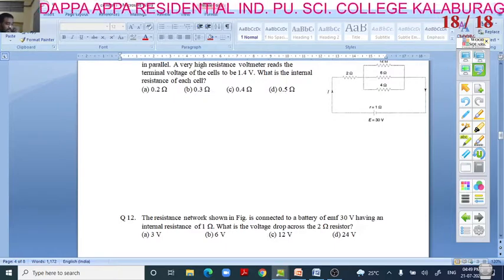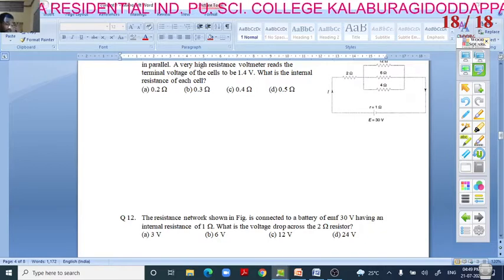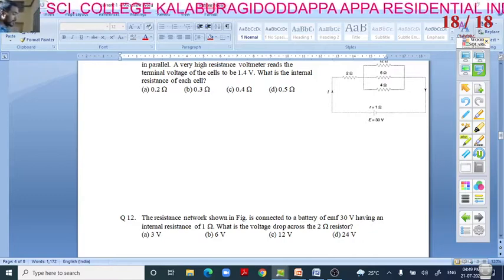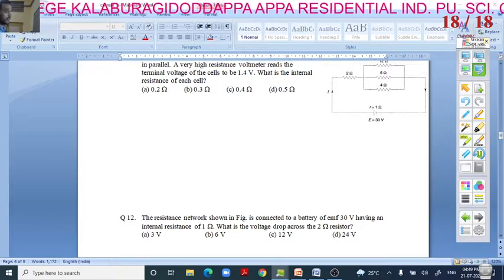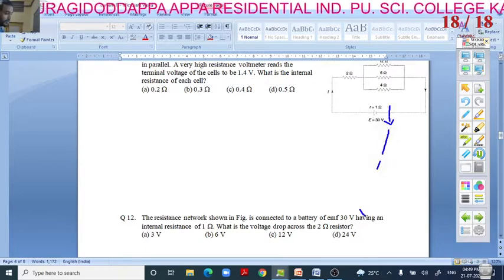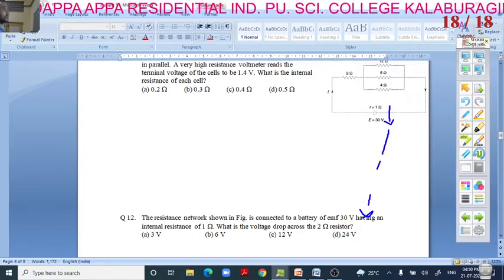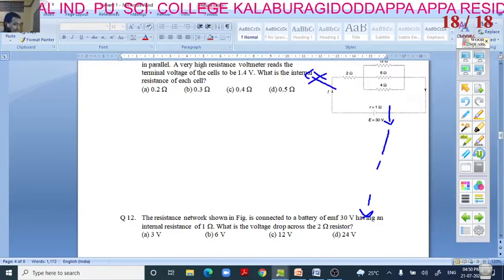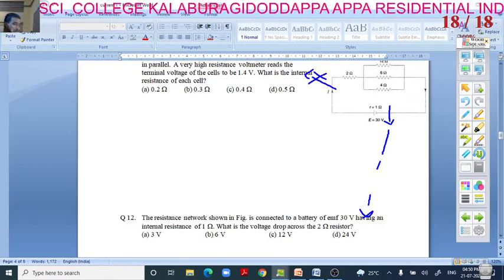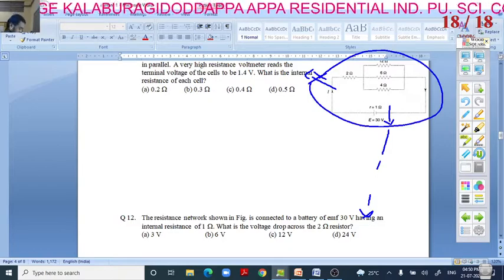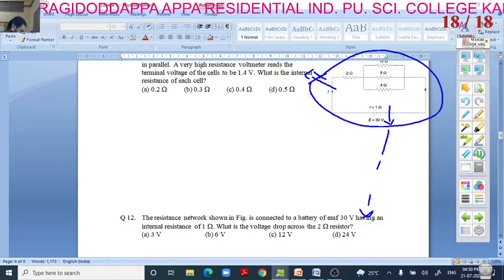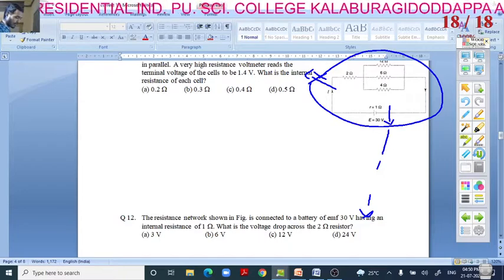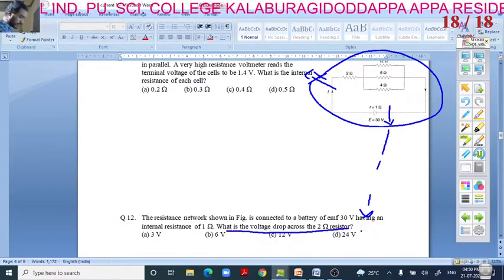The resistance network shown in the figure is connected to a battery of EMF 30 volt having an internal resistance of 1 ohm. What is the voltage drop across the 2 ohm resistor? This figure is given for this question. Our aim is to find the voltage drop across the 2 ohm resistor. The resistances are connected in parallel here.